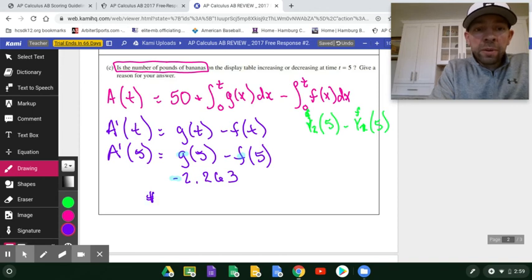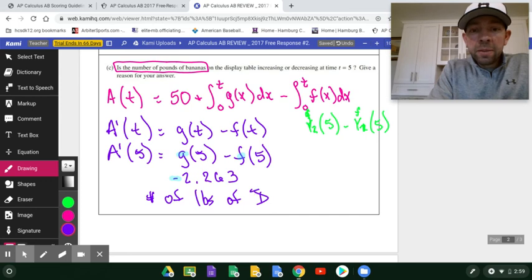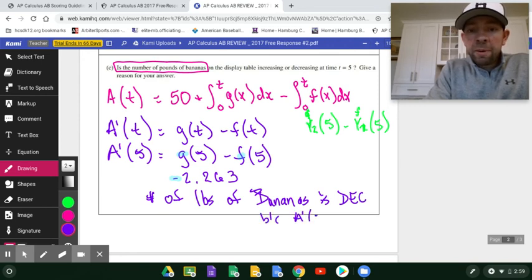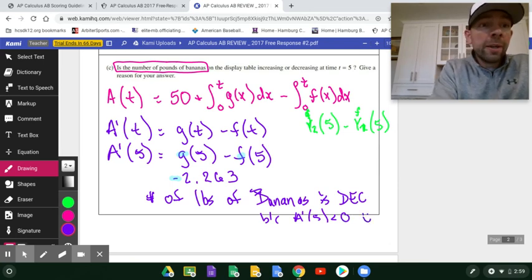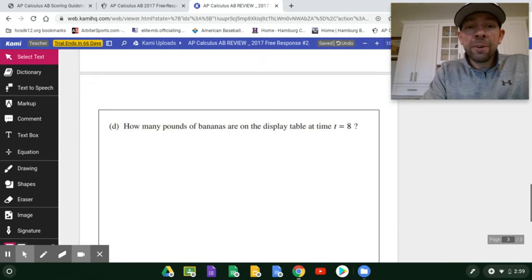The number of pounds of bananas is decreasing because A prime of 5 is less than 0. Ding, ding, winner, winner, chicken dinner. All right, what's D got cooking for us?